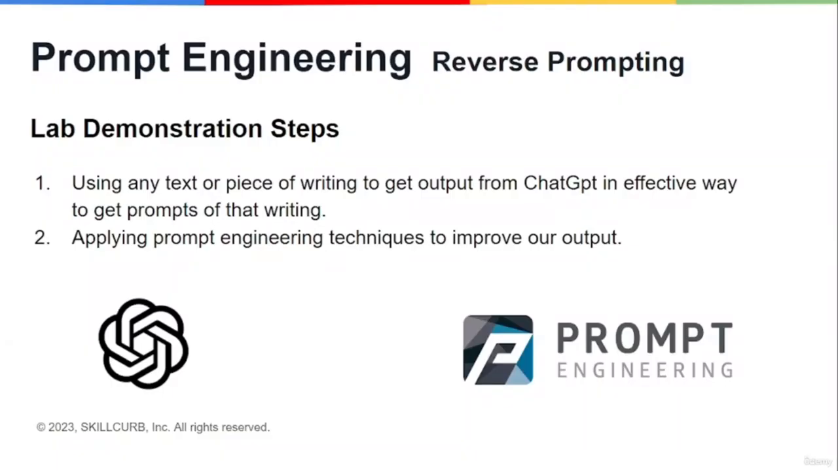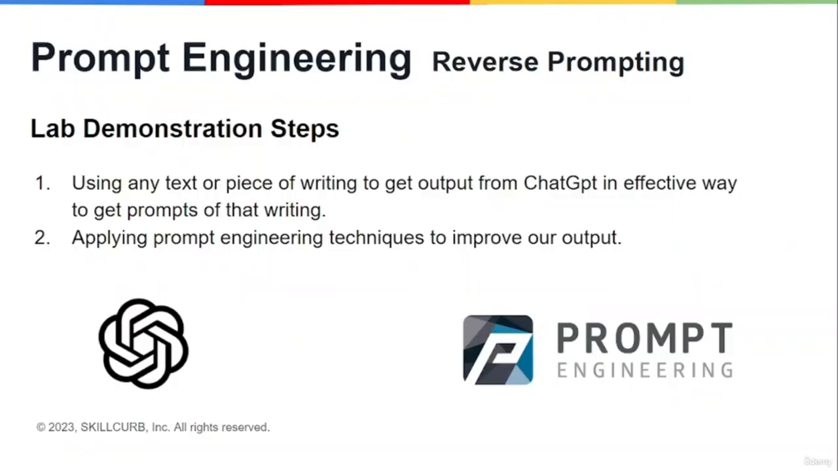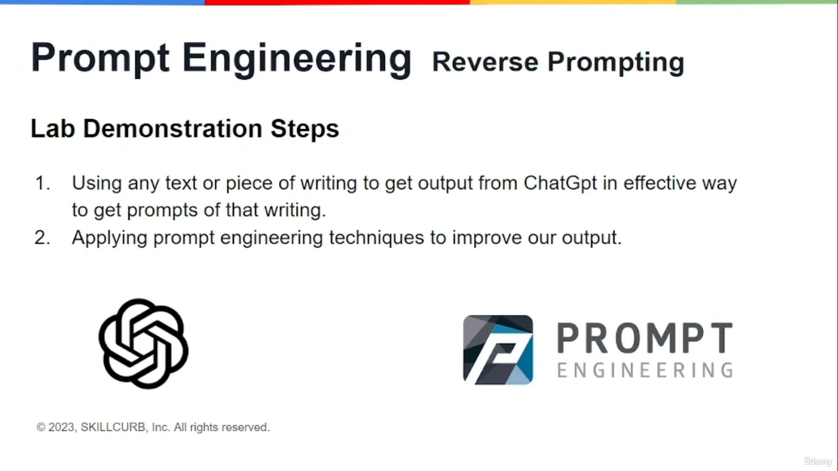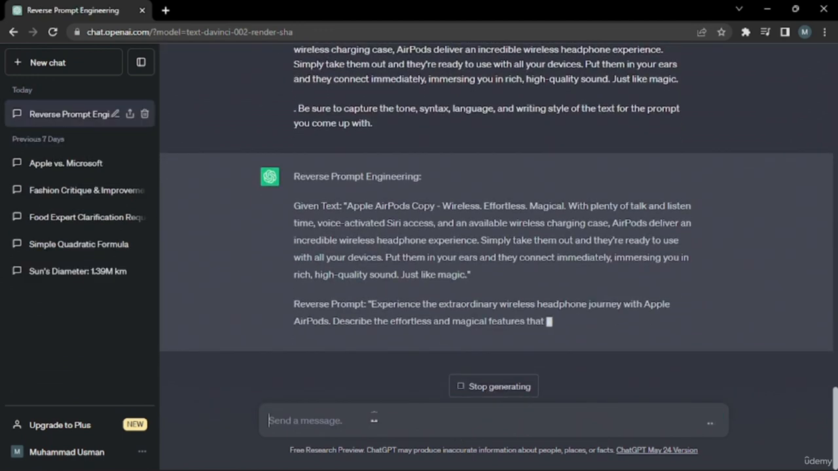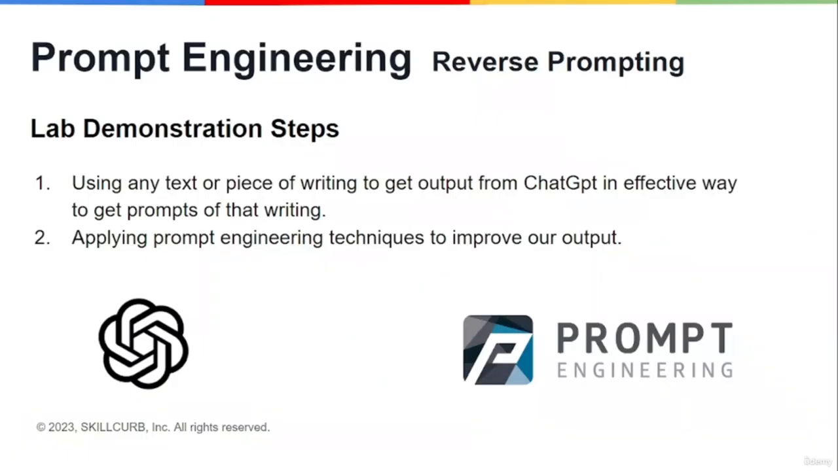Hey guys, what's up? Welcome back to another video of the Prompt Engineering course, where in this video we'll be discussing reverse prompting. Before starting, let me just demonstrate this lab to you real quickly. We'll be using text this time, or any piece of writing, to get prompts for that writing from ChatGPT in a very effective way. So this time we won't be using a prompt, we'll be using text instead, and asking ChatGPT to give us prompts for it, also applying prompt engineering techniques to improve our output as always.